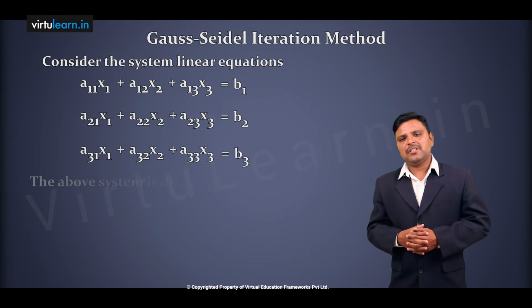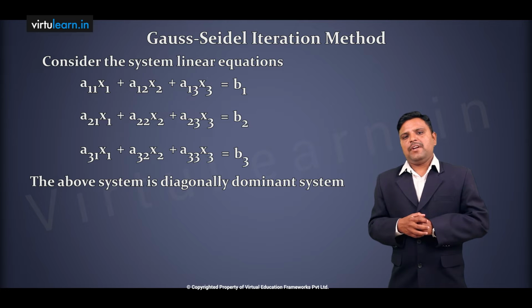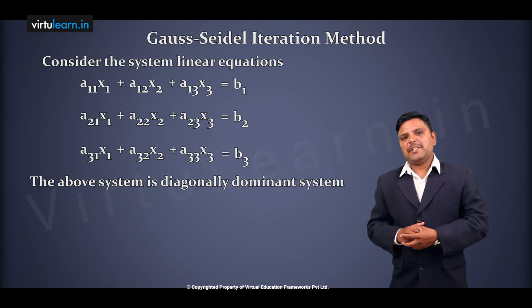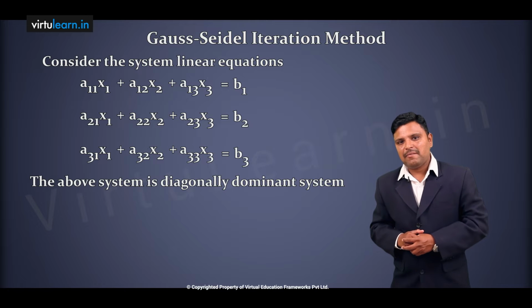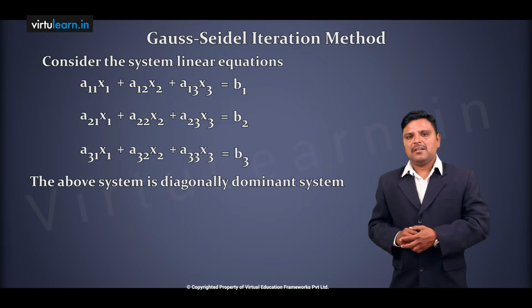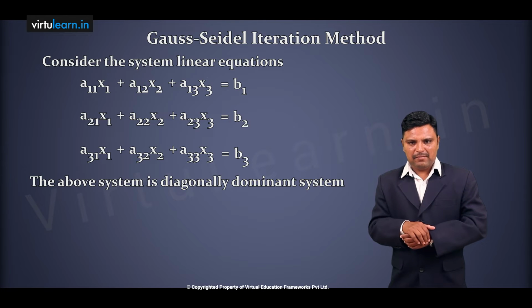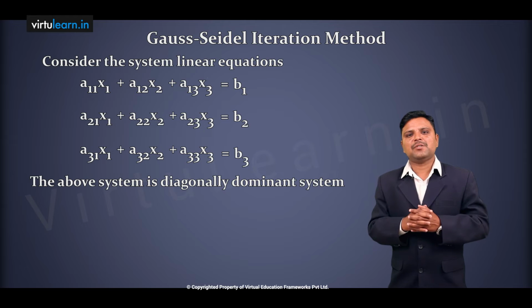And this system is a diagonally dominant system. That means every time you focus on the principal diagonal elements a11, a22 and a33. These elements are larger than the other elements. If it is not like that, then you go for the first equation and see which coefficient is larger than the other coefficients.